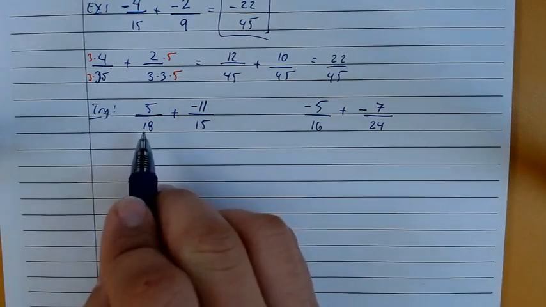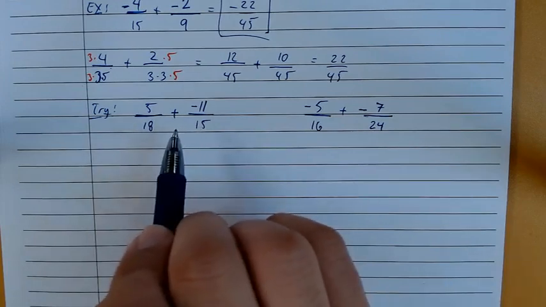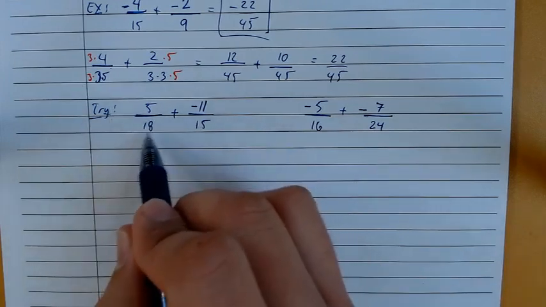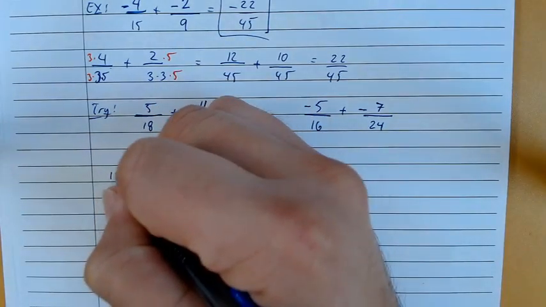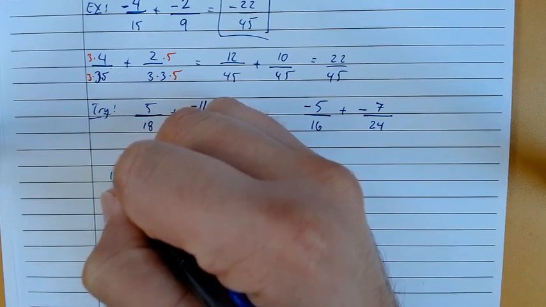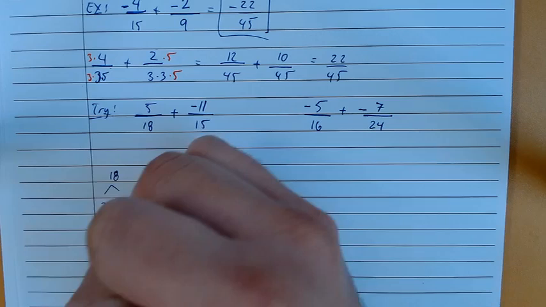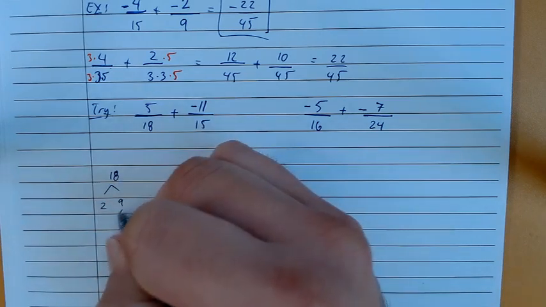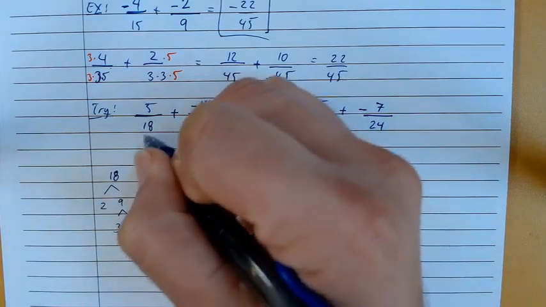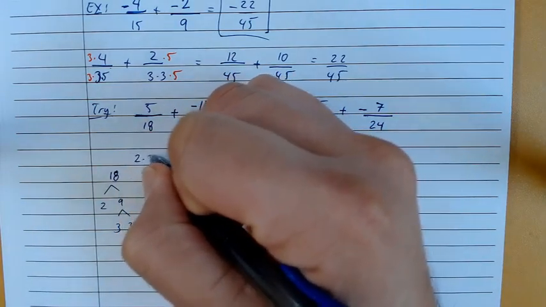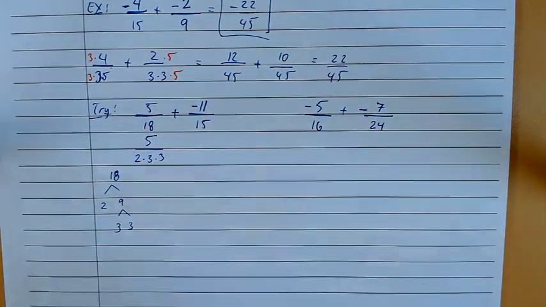All right, so let's take a look. To add these two numbers, well, let's see. They have opposite signs, so really we're going to subtract them. All right, so let's find a common denominator for those. We're going to take 18. And we can factor that out as 2 times 9. And then 9 is 3 times 3. Okay, so that's going to give us 2 times 3 times 3. Leave the 5 there. Okay.